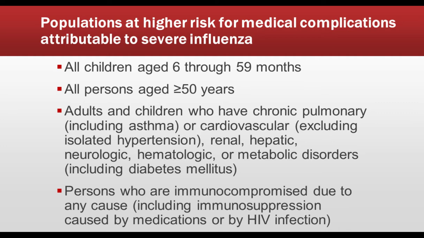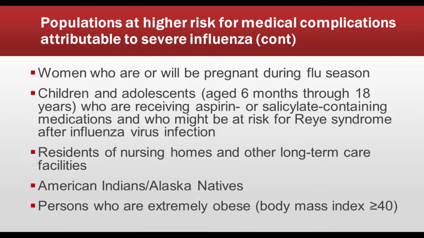Routine vaccination is recommended, but there are certain individuals for whom there's a high risk of medical complications, and they should get an increased focus for flu vaccines. All children 6 months to 6 years of age. All people 50 years of age and older. Adults and children with underlying conditions that increase the risk: chronic lung conditions, including asthma, heart disease, kidney disease, liver disease, diabetes. People who are immunocompromised due to any reason.